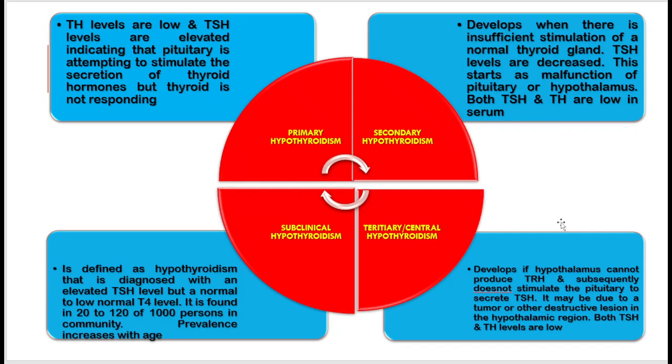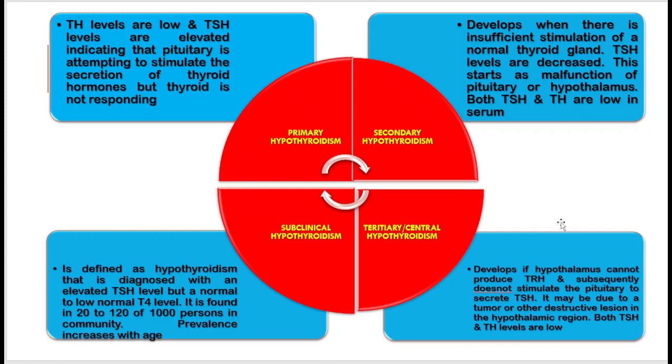Let's see the types of hypothyroidism. Commonly, you have four types: primary, secondary, tertiary or central, and subclinical. So primary, as I have already told you, is a form of disease where thyroid gland dysfunction is the problem. So here TH levels, thyroid hormone levels, are low and TSH levels are elevated. That means the anterior pituitary is trying to stimulate the thyroid gland to release thyroid hormones, but even with the stimulation the thyroid gland is not responding. So TH levels are low here, TSH levels are elevated, indicating that the pituitary is attempting to stimulate the secretion of thyroid hormones, but the thyroid is not responding properly.